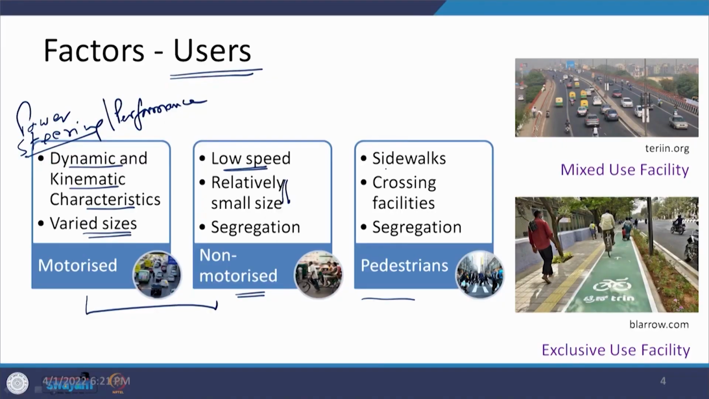Similarly, when you look at the pedestrians, they are a totally specific entity on a road. They may be moving all along the road, they may be crossing the road, and that is where facilities are required in terms of sidewalks or crossing facilities. One thing which is being written here in both of these cases is the segregation.